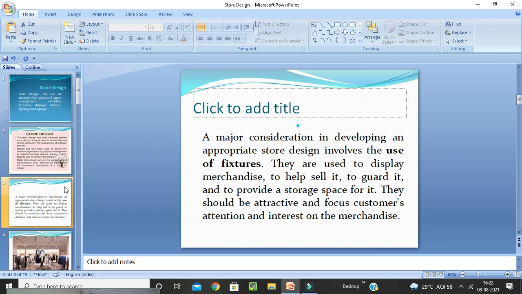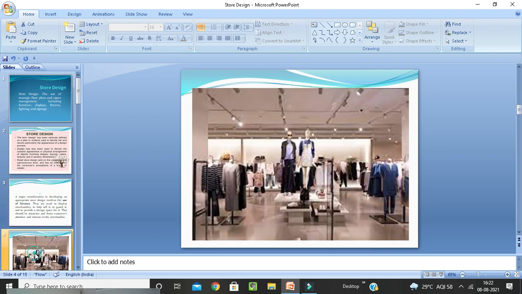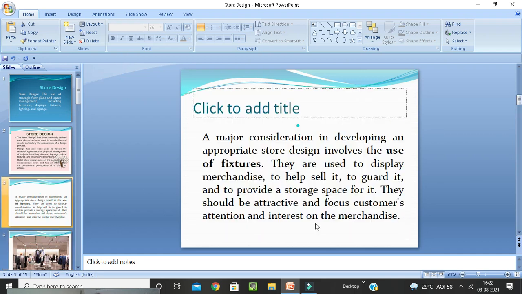consideration for developing the designs, which involves the use of fixtures and furniture. What are the fixtures we are having? They should have design. If you see here in this picture, how the fixtures are there, they should attract the customer. They are used to display merchandise, to help sell it, to guard it, and to provide storage space for it. They should also be attractive and focus customer attention and interest on the merchandise.